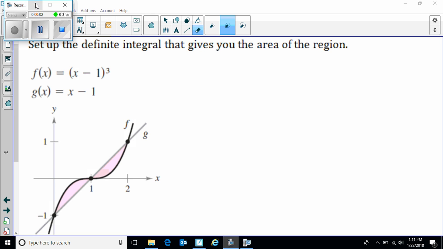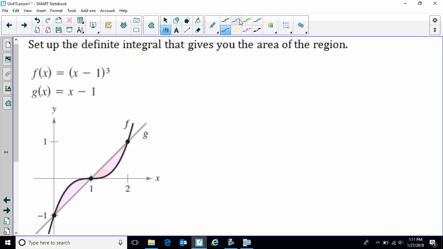Now we're going to talk about what happens when one function is not clearly on top of the other. If we're given the functions f of x equals (x minus 1) cubed and g of x equals x minus 1, and we graph them in our calculators, we would get something that looks like this. You can see our functions intersect where the x values are 0, 1, and 2.